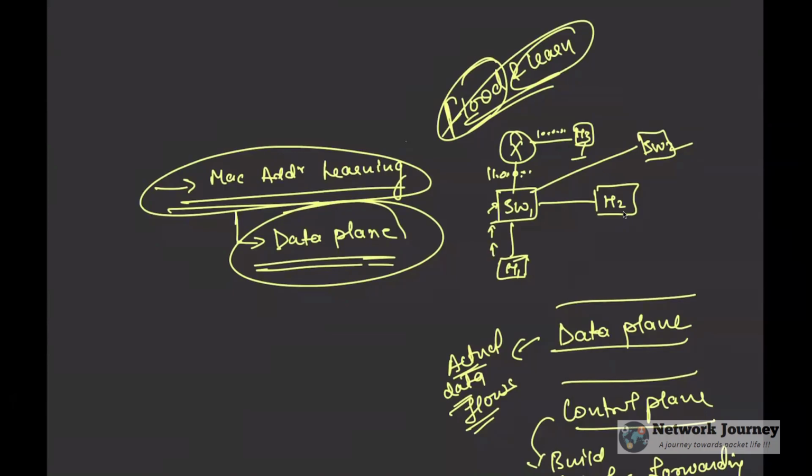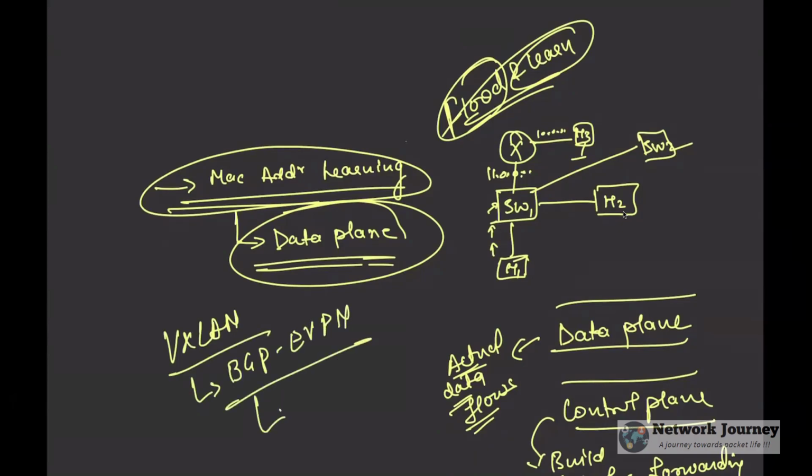To avoid this in the data center, VXLAN uses a protocol known as BGP EVPN. This is a protocol that uses the control plane to learn both your MAC addresses and IP addresses.